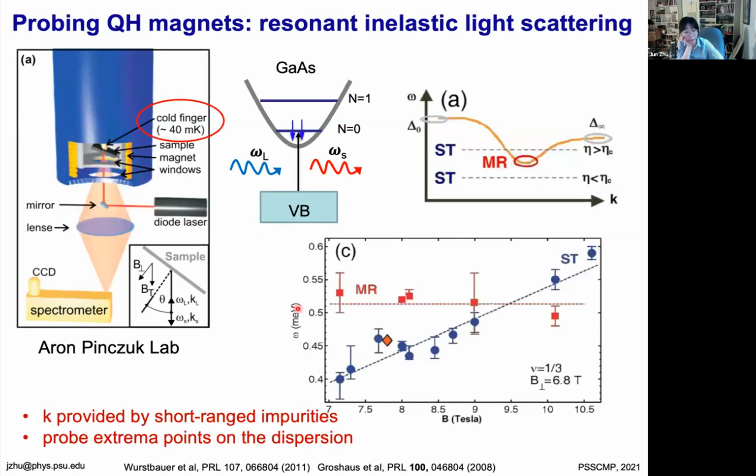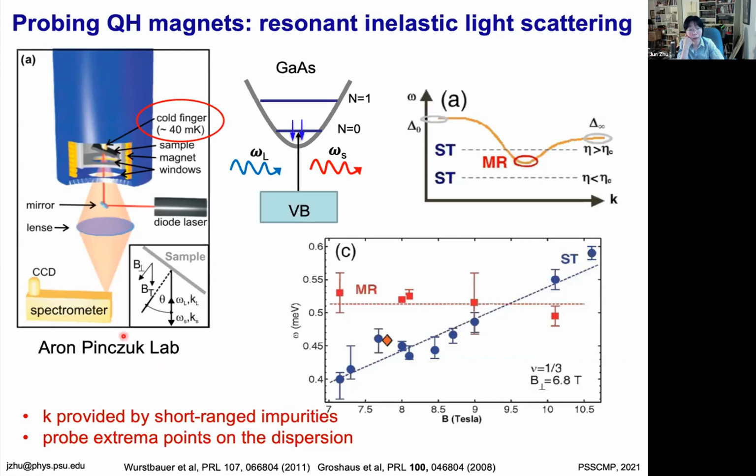So what do you do? Over the years, there have been some very specialized techniques developed to probe these fundamental excitations, not only the magneto-rotons, but other spin excitations and textures in the quantum Hall magnets. Right? So for example, one could use resonant inelastic light scattering. And the pioneer of this is Professor Aaron Pinczuk, first at Bell Labs, now at Columbia.